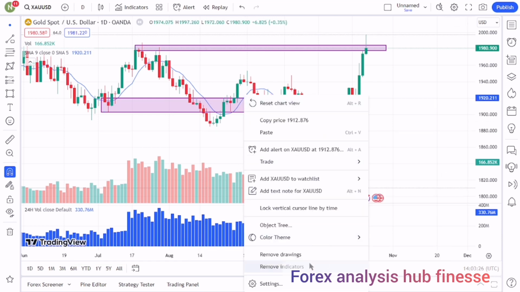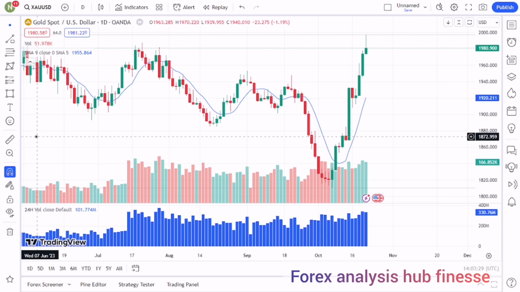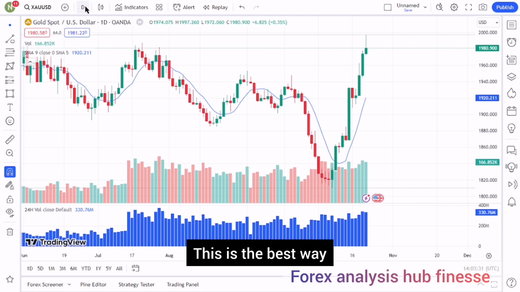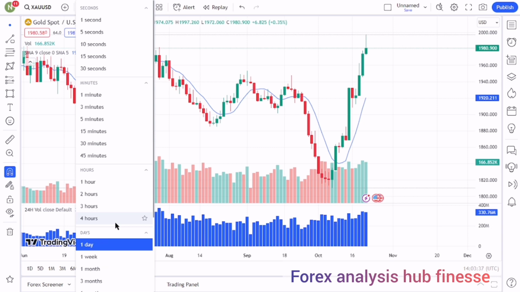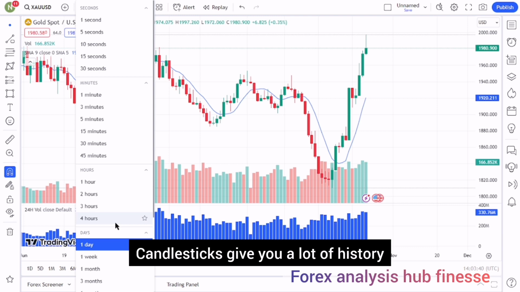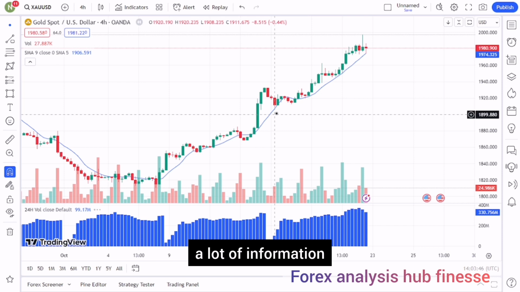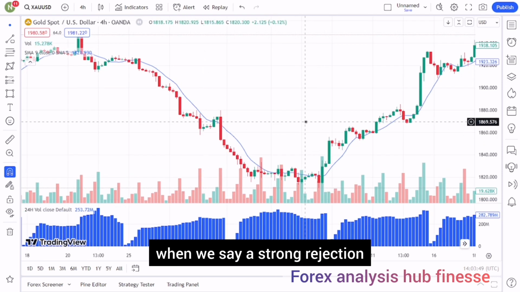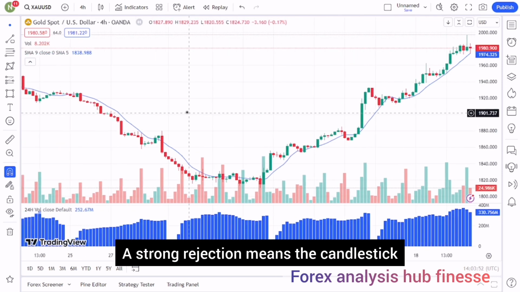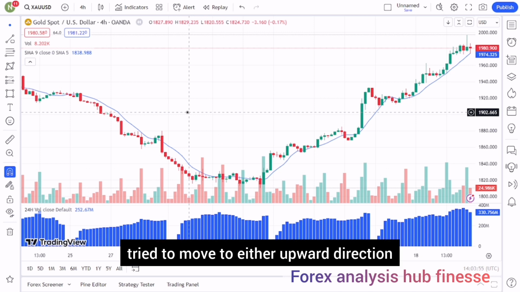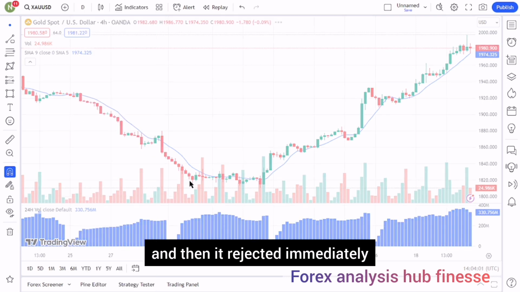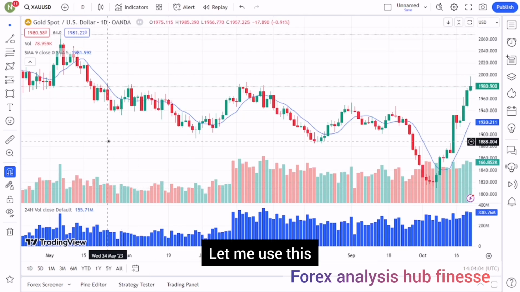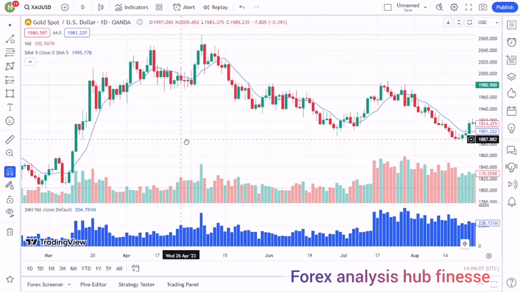Now let me go to the other point, a strong rejection. This is the best way and the easiest way to learn about candlesticks. Candlesticks give you a lot of history. They give you a lot of information. What do we mean when we say a strong rejection? A strong rejection means the candlestick tried to move in either an upward direction or a lower direction, and then it rejected immediately and closed above that trade. Let me use this. For example, this.